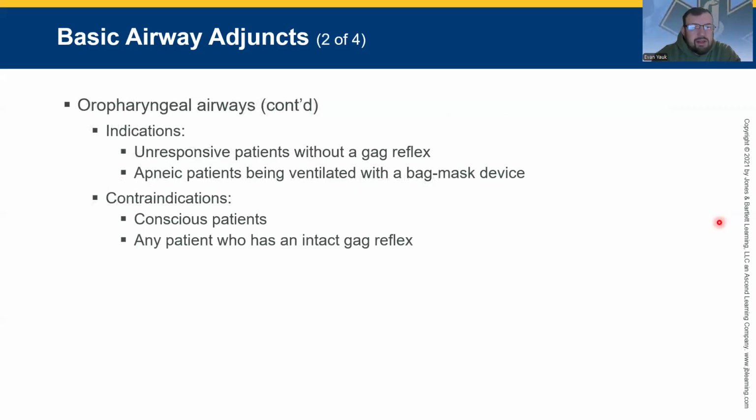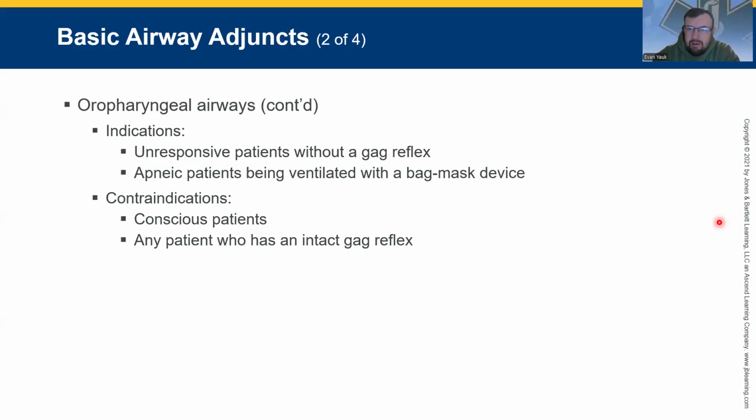So the indications for an OPA, or oropharyngeal airway, is an unresponsive patient without a gag reflex, apneic patients being ventilated with a bag mask device. If we are going to bag a patient, we need to attempt an OPA. It's this hard plastic thing. It's kind of curved. I wish I had one to show you, but I don't. It goes in the mouth. We turn it over the back of the tongue and it drops into the back of the throat or back of the mouth to hold that tongue out of the way.